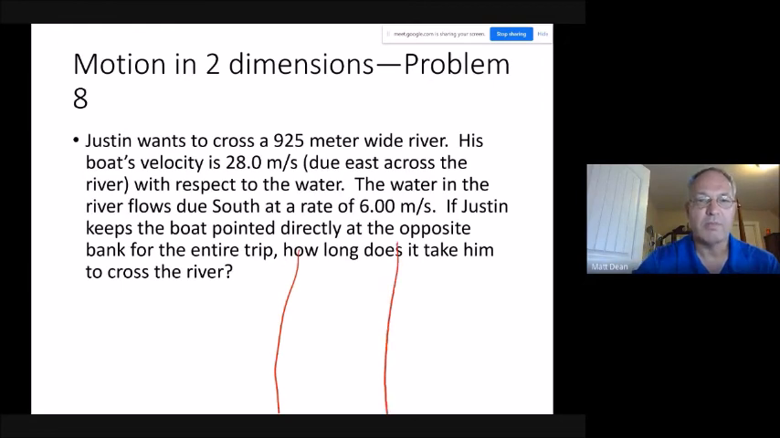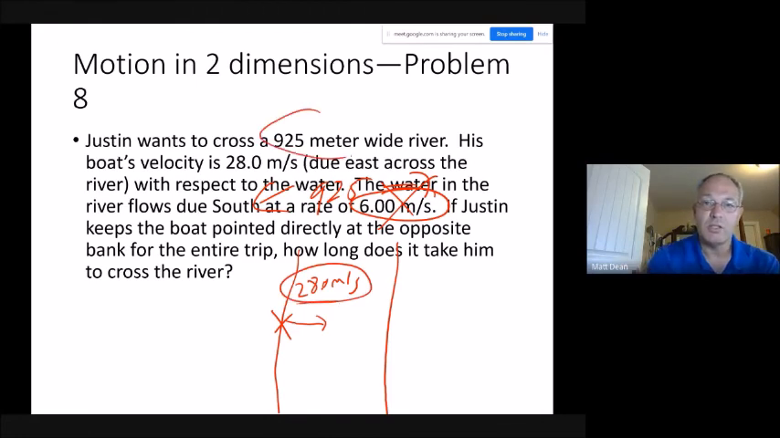So let's say here's our river. It's 925 meters from side to side. Justin starts off over here. He keeps his boat pointed straight horizontally across the river, and he can travel horizontally 28 meters per second. And we want to know how long it takes him to cross the river. Well, it turns out that if he's just going across the river, this vertical piece doesn't really matter. As long as he keeps that boat pointed straight across, he's going to go at 28 meters per second across, and he's crossing this far.